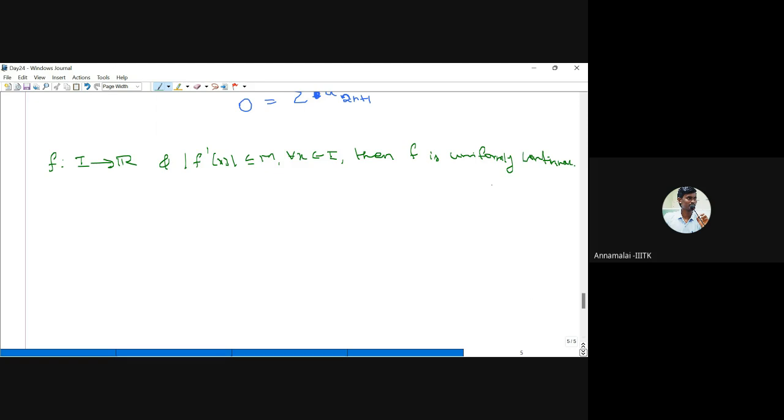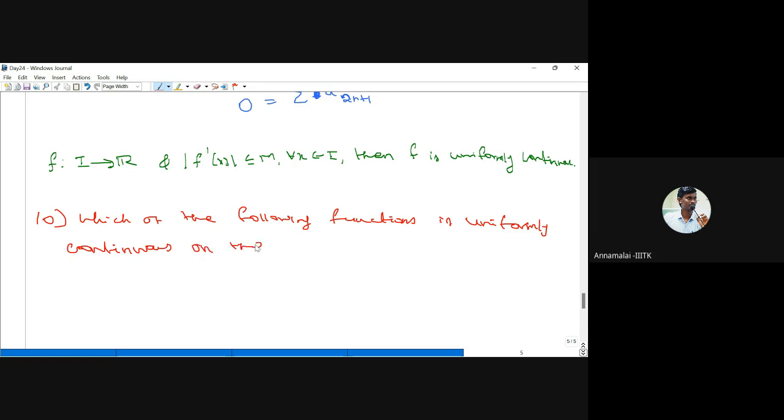Now, next question is, which of the following functions is uniformly continuous on the domain stated?